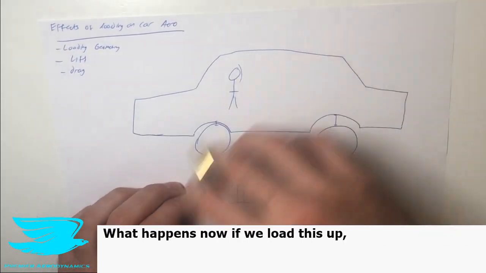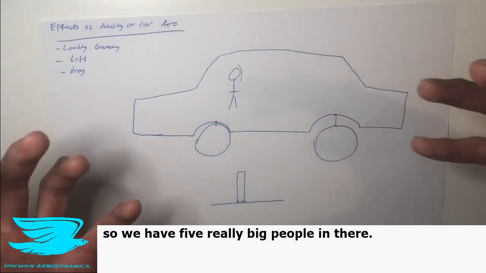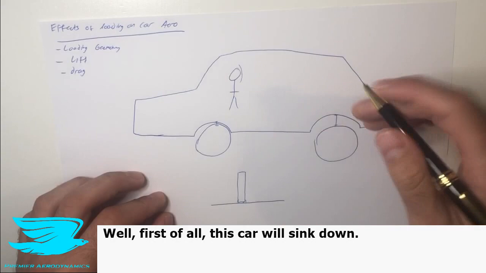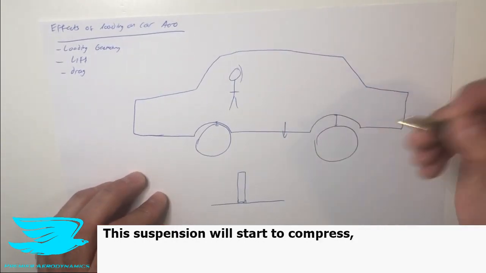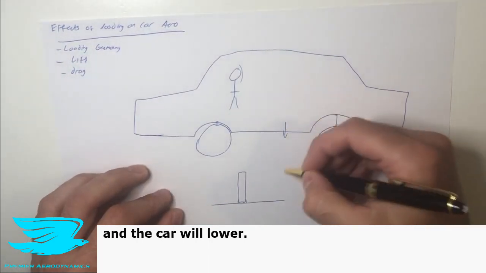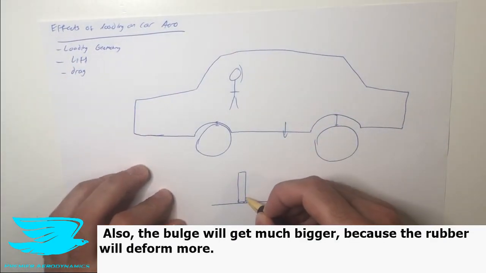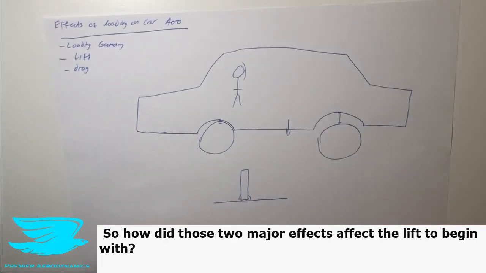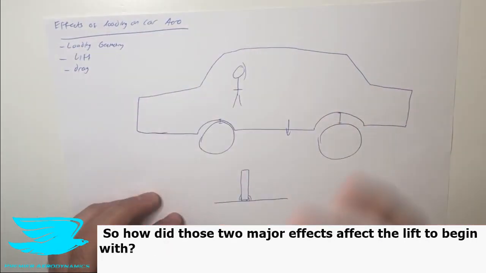What happens now if we load this up? So we have 5 really big people in there. We have the boot loaded. We have a full tank of gas, everything. Well, first of all, this car will sink down. So this suspension will start to compress and the car will lower. Also, the bulge will get much bigger because the rubber will deform more. So how do those two major effects affect the lift and drag?